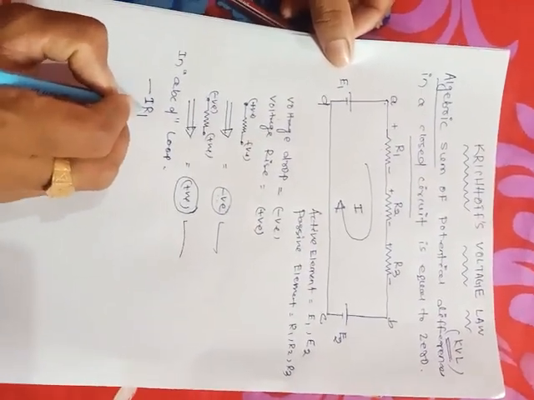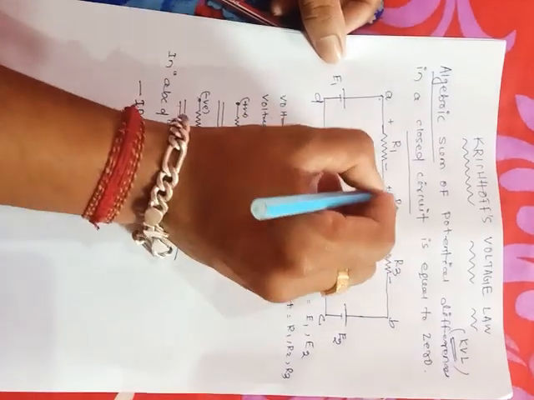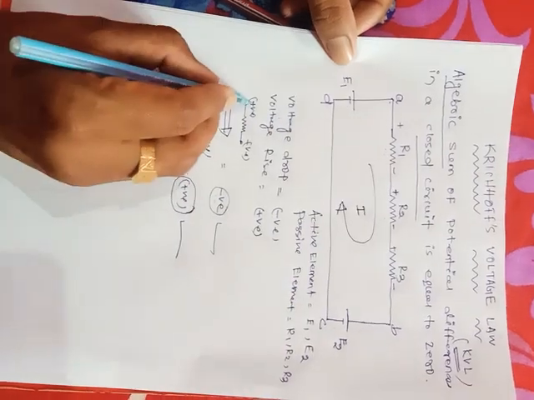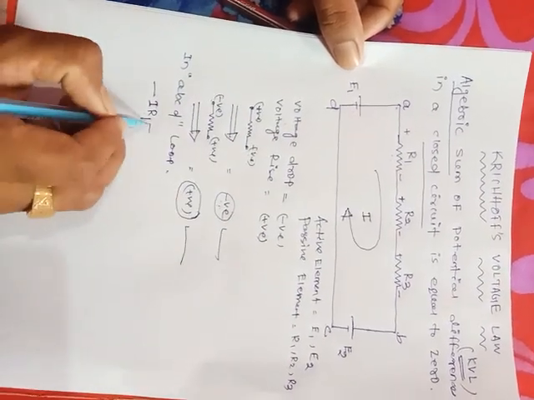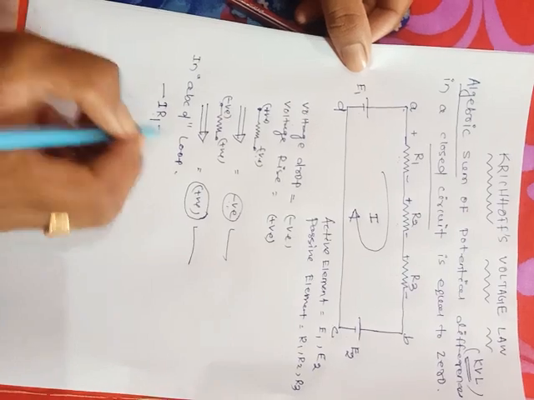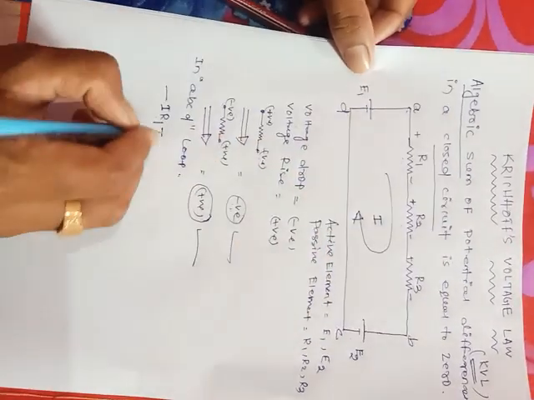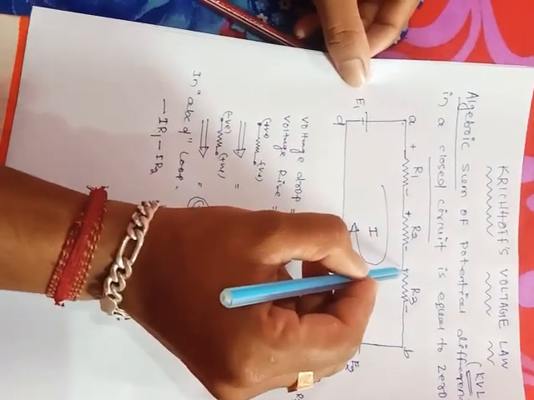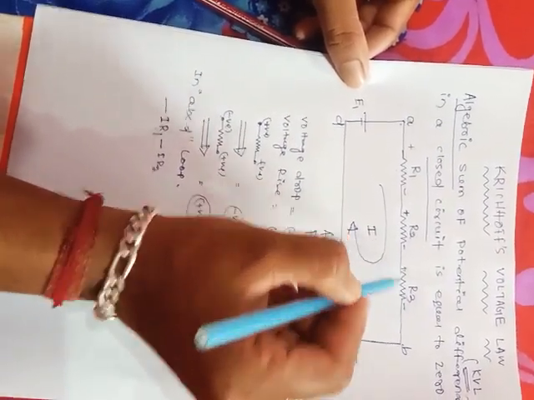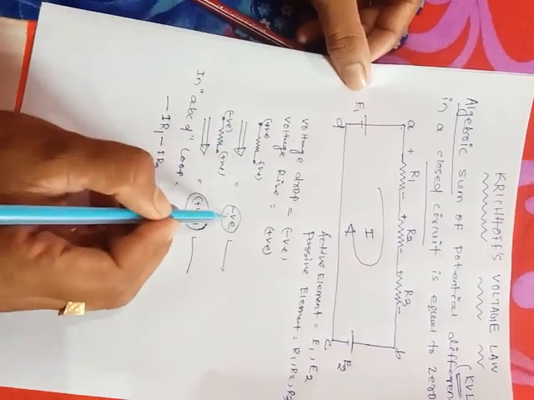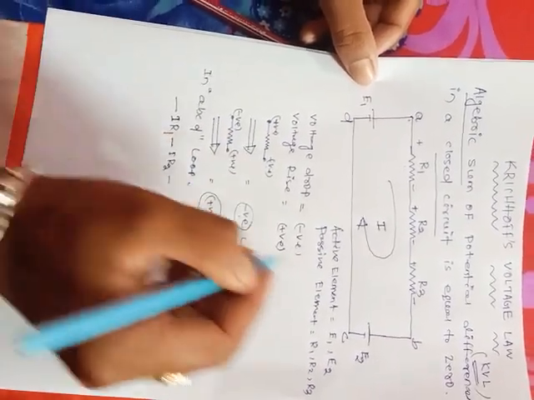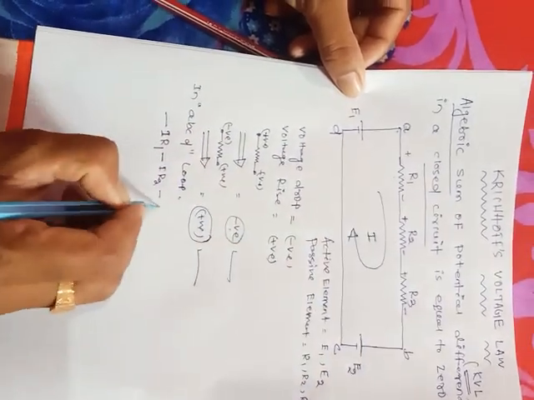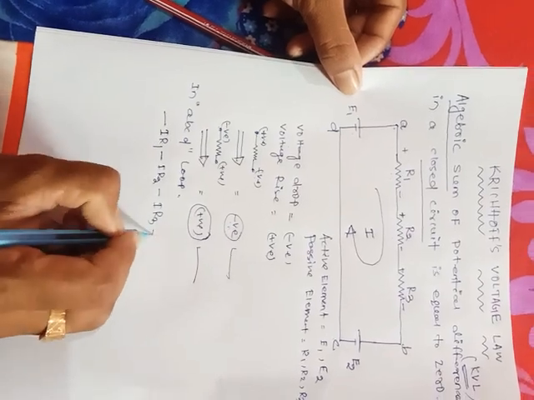So minus IR1, because the current flows from positive to negative, and that value is negative. The negative is the voltage drop. Then minus IR2, similarly, since the current flows from positive to negative, the value is negative. The main current is I, so then minus IR3.